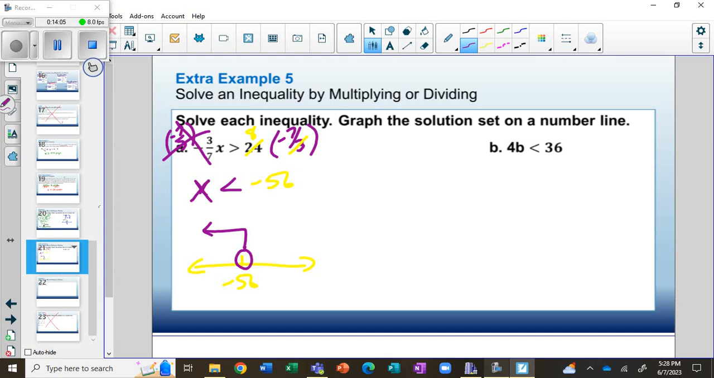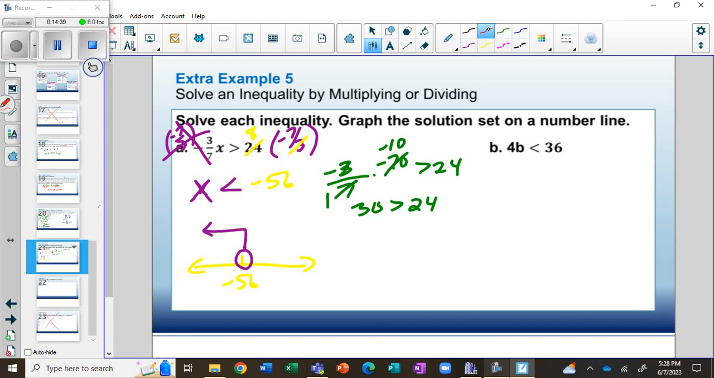If I want to double check that, I pick a number less than negative 56. I'll choose negative 70 because I know I can divide by 7 equally. Negative 3 over 7 times negative 70 has to be greater than 24. I can divide a 7 here and a 7 here, and get negative 10. Negative 3 times negative 10 is 30. 30 is greater than 24. So I know that my answer is correct.